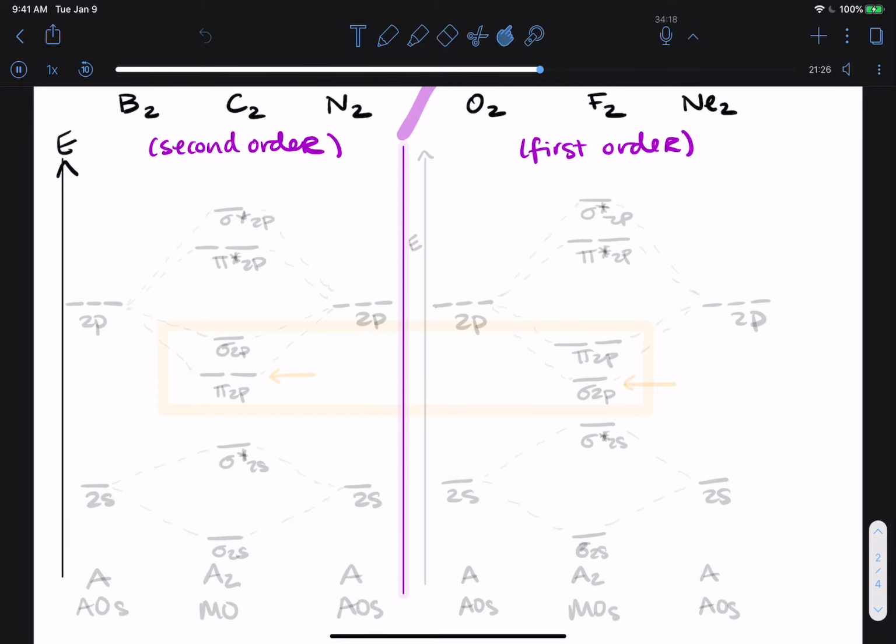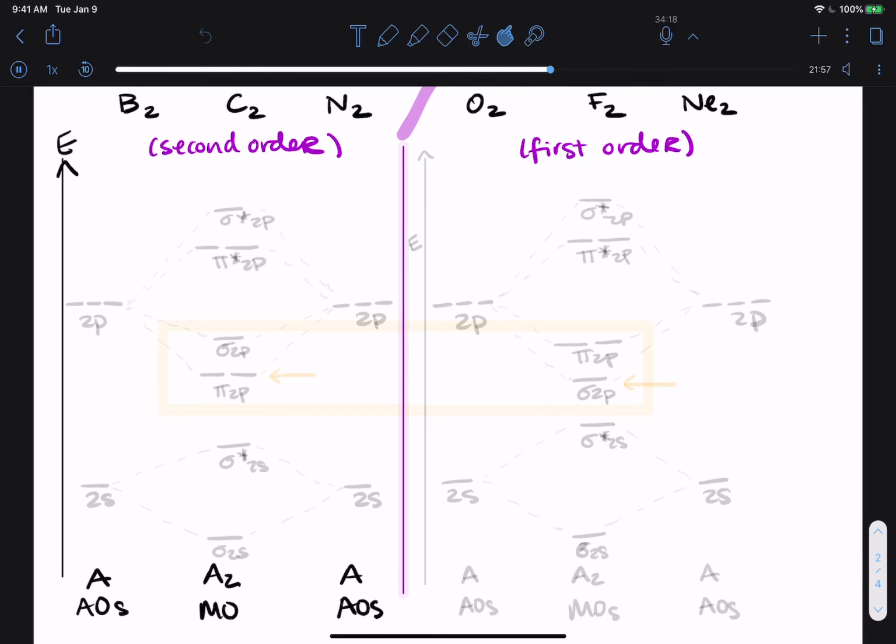So I'm just going to use X for my, I don't want to use X. Let's use A because it's not an element and it doesn't mean anything. X sometimes explicitly means a halogen. So we're not really dealing with the halogens, especially on this side. I mean, we do have one halogen on the other side. So my A atomic orbitals, my A2 molecular orbitals, and my A atomic orbitals.